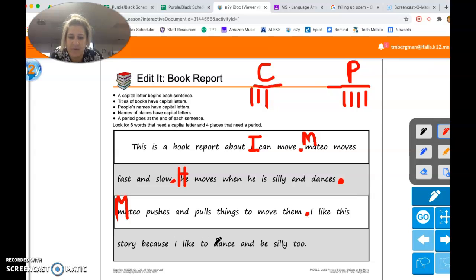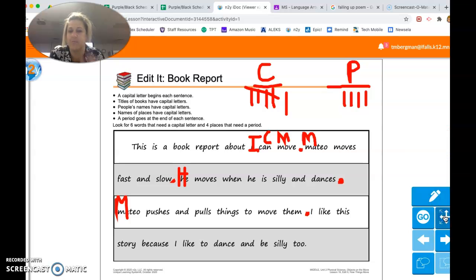I like this story because I like to dance and be silly too. Okay, so I feel like we missed a capital letter because this is capital I. I like this story because I like to dance and be silly too. 1, 2, 3, 4. Oh, we need to capitalize the whole story title. I, capital C, capital M, Can Move. All right, so this is what yours should look like when it's completed.